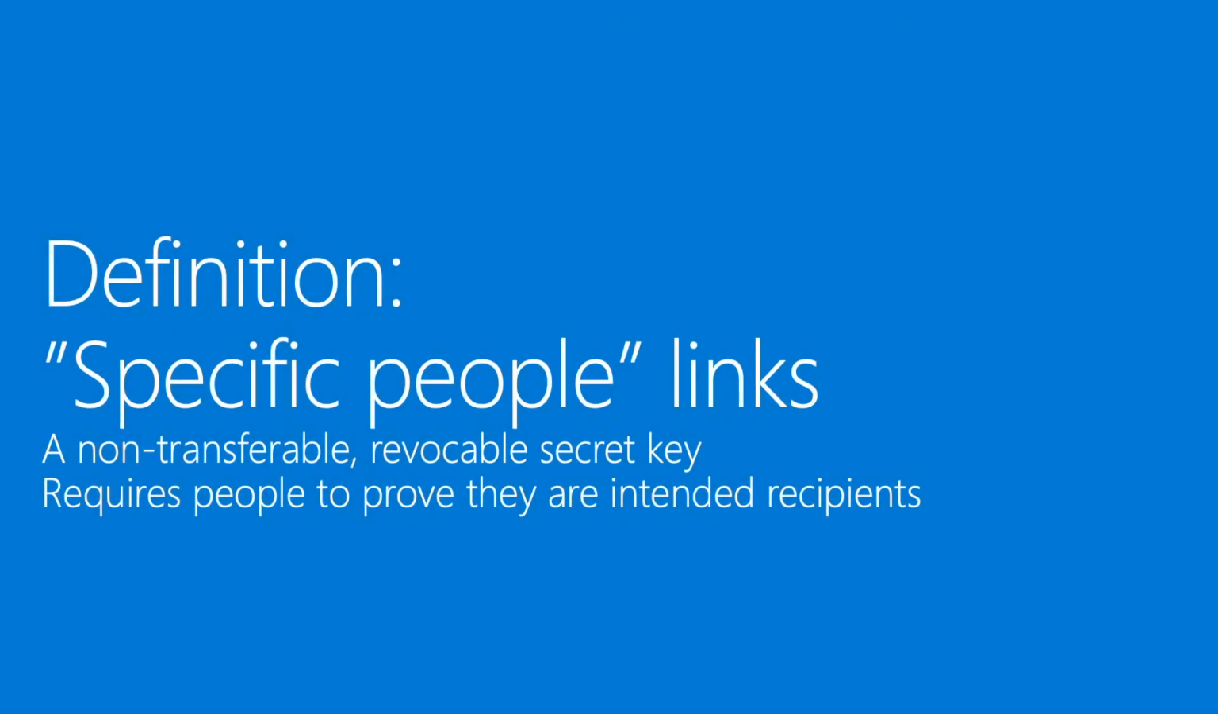So, unlike before, specific people links are non-transferable, revocable secret keys. And so what that means is that they won't work if they're forwarded to others because it requires recipients to prove that they're intended recipients.